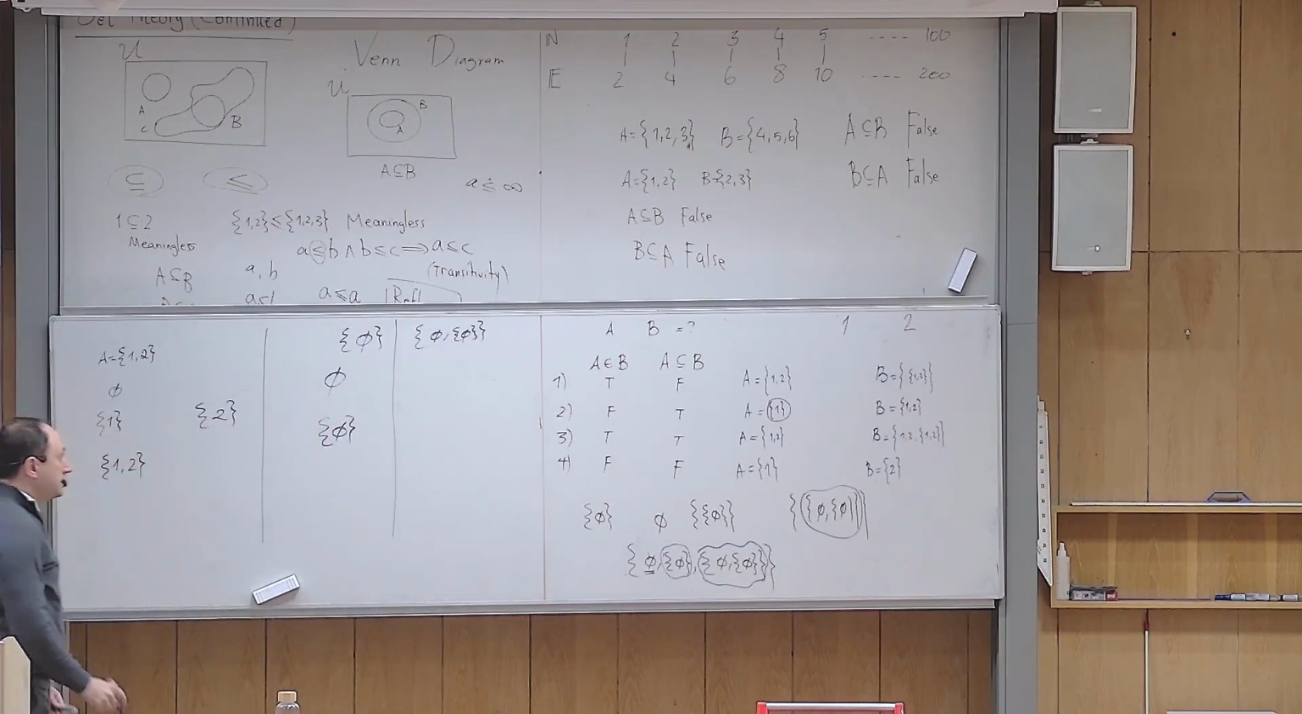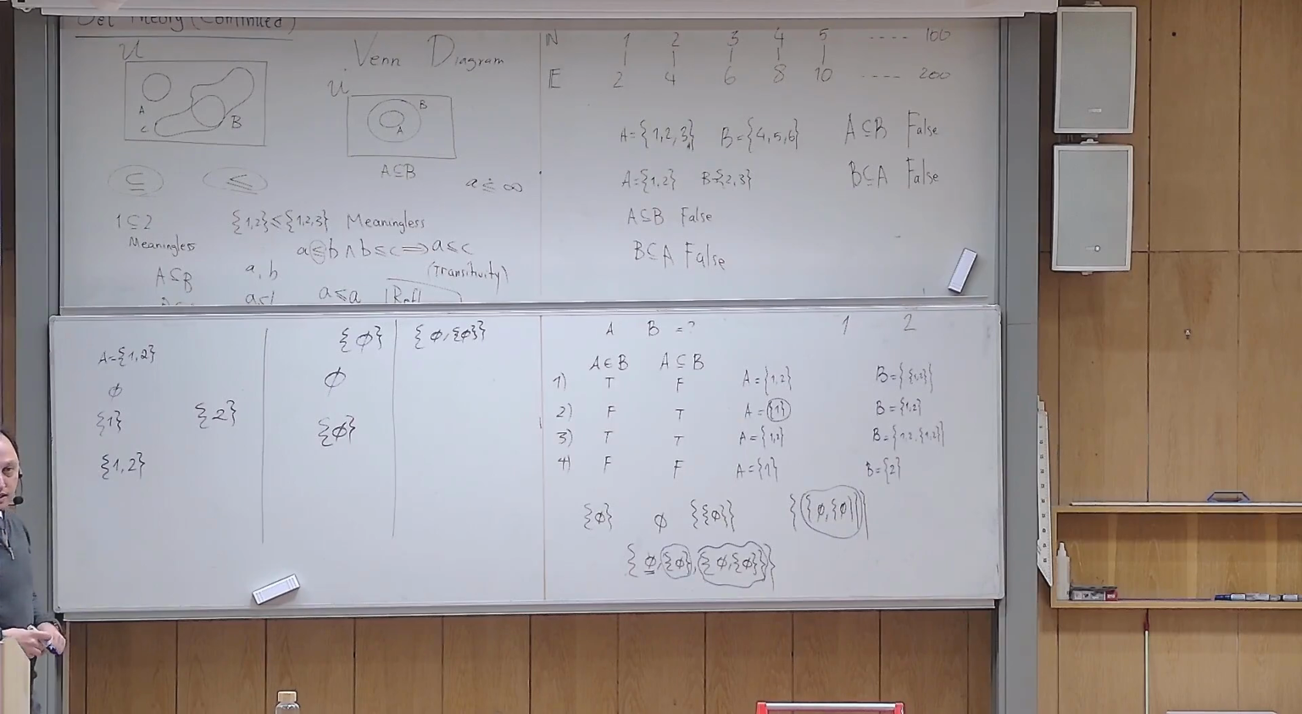I want you to list all possible subsets of this set. First of all, tell me, what is the cardinality of the set I just wrote? 2. So how many subsets do you expect? 2 to the 2, which is 4.